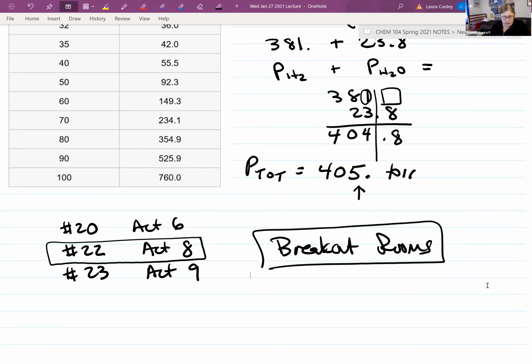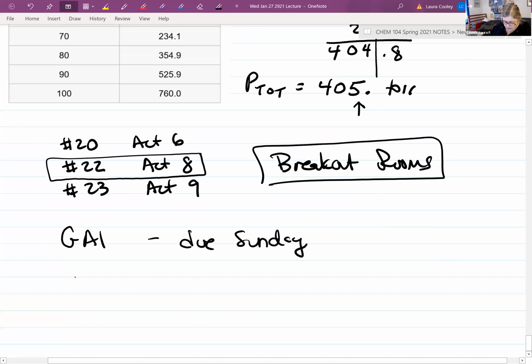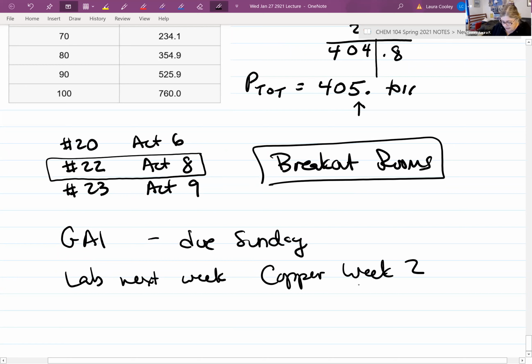All right, so there's another thing I want to tell you. We have the graded assignment 1, which is due Sunday. My lab is on Tuesday, so for the lab next week, the handouts will be up over the weekend, and it's going to be copper week 2. This is for next week, obviously. Section 2 has to still do the lab this week.